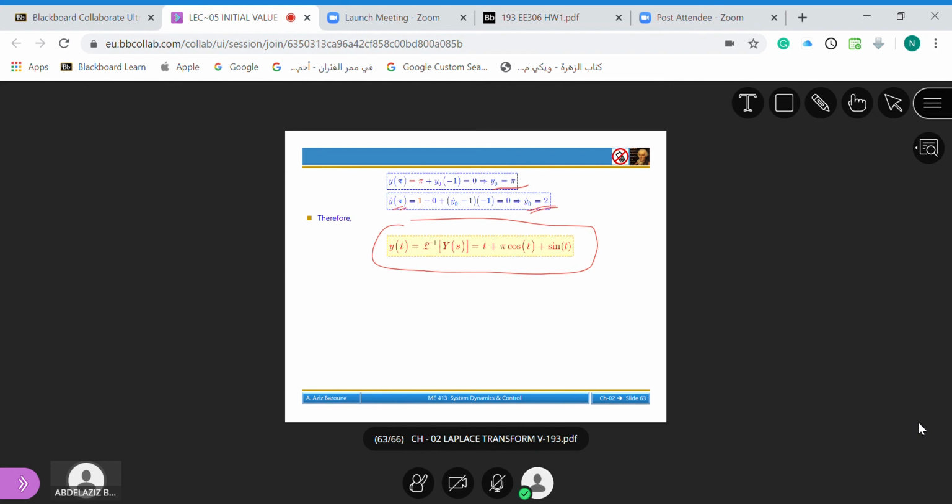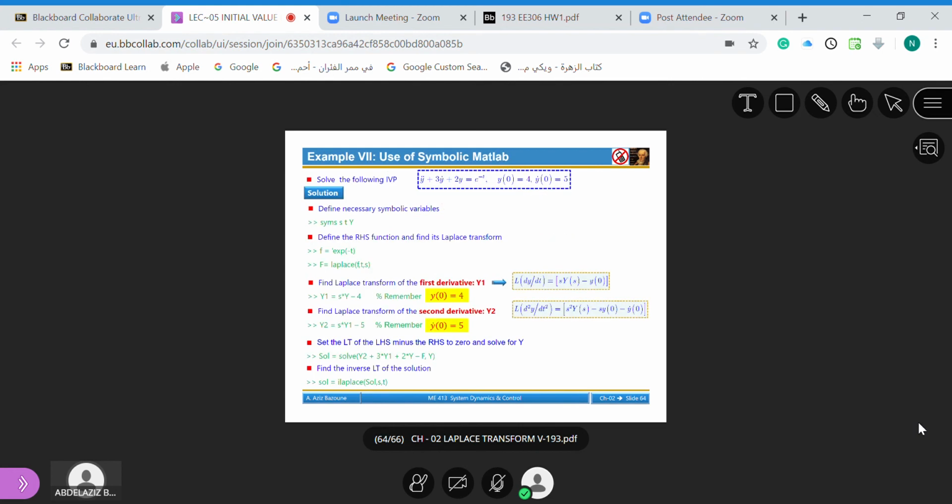I will stop here. There is another problem to be solved by using Laplace, but we can use it in the lab, inshallah. In the lab, we will be using it. I will show you the power of MATLAB by solving this differential equation problem. Let me just take the attendance if you give me a chance to take the attendance.